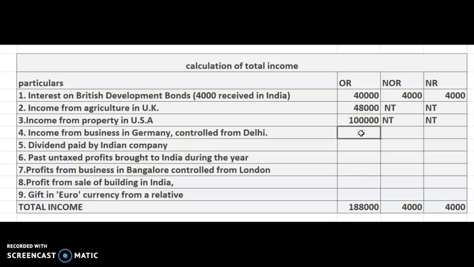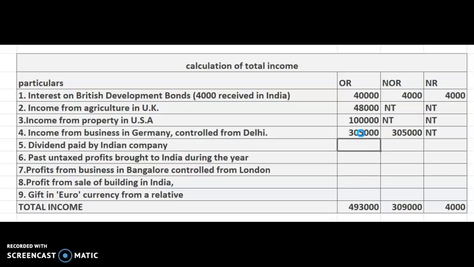Next, income from business in Germany controlled from Delhi. Yes, Germany's business controlled from Delhi. There is some connection with India. It is controlled from Delhi. So as per the rule, it is taxable for some of the SSCs, that is first SSC and second SSC, exempt for third SSC. So it is 3,05,000. Next, it is not at all taxable for the next SSC.